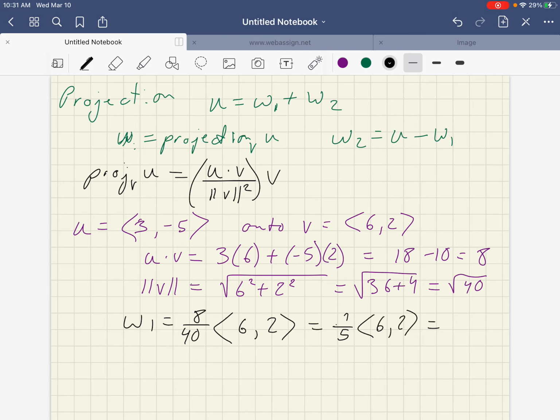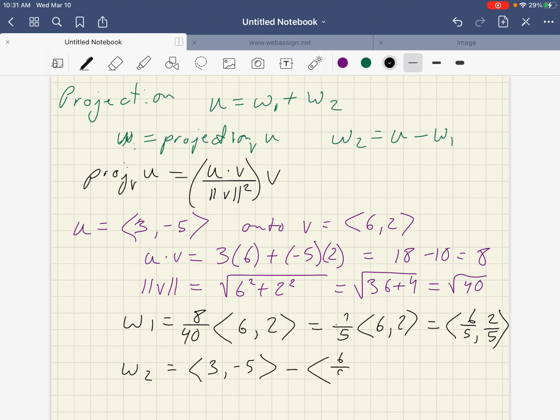So 8 over 40 reduces. Let's reduce that down to 1/5, so my life's a little easier. And then I'm going to multiply that in, so that's 6 over 5 and 2 over 5. So there's my w sub 1.